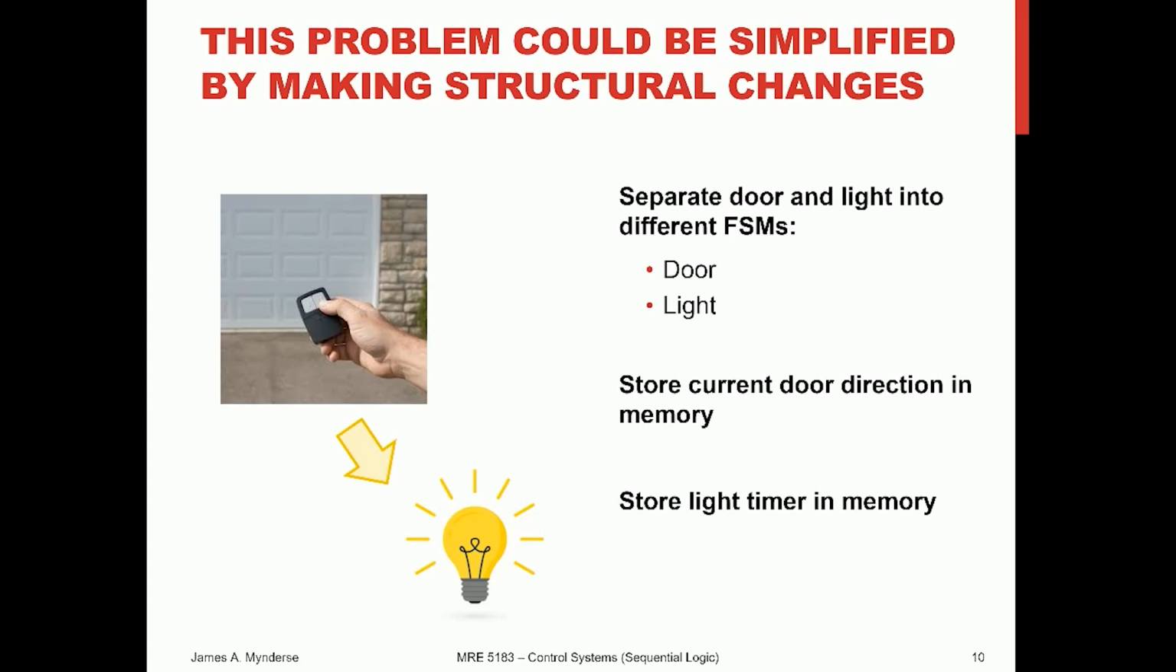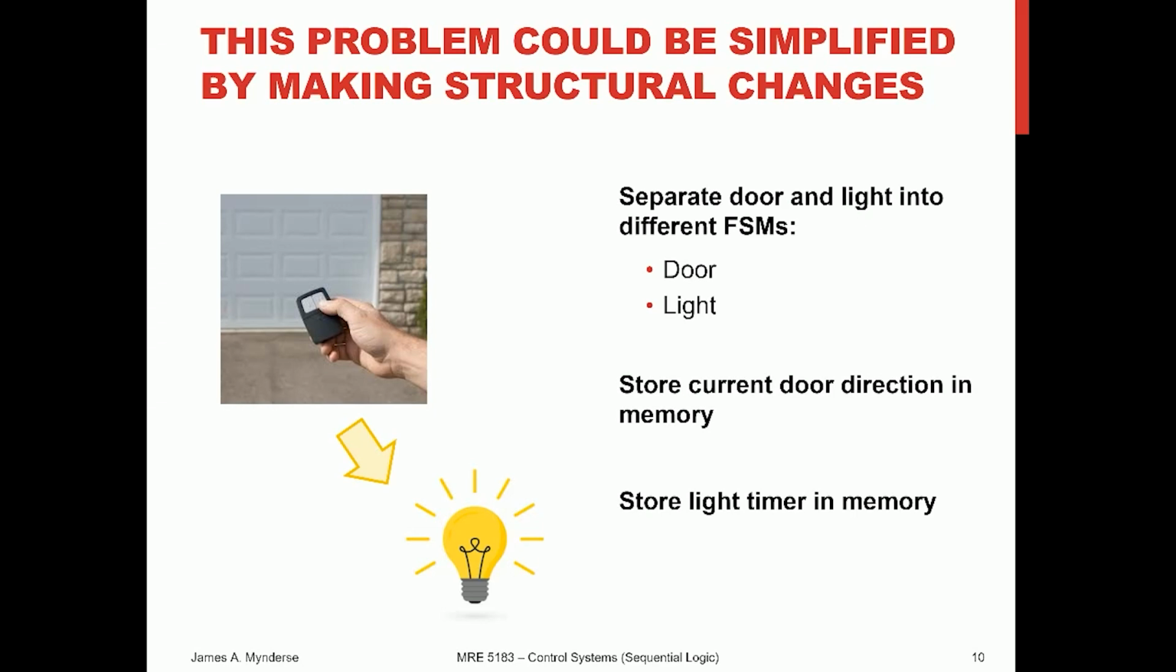So let's make some structural changes to the problem. Let's consider that the door and the light, while they are interrelated, are actually operating as 2 separate finite state machines. They could still be operating on the same piece of hardware, but we're going to implement them as 2 separate finite state machines. Okay, so that's going to help us.